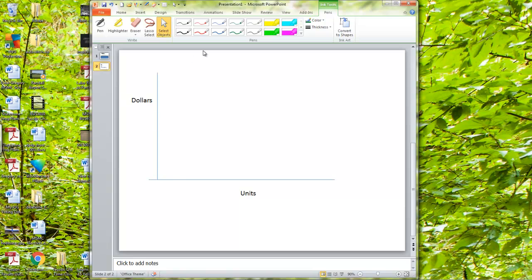So the first thing we'll do is draw our revenues. So we might draw, it's $23 per book, and this is our revenues. We assume that's a straight line, and the slope of that is 23. Okay, so that's our sales and our revenue.